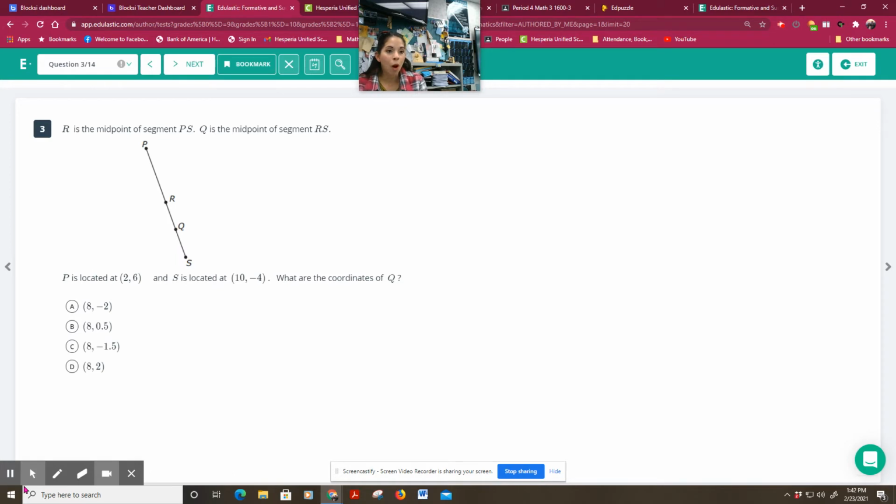Number 3, R is the midpoint of segment PS. Q is the midpoint of segment RS. Okay. P is located at the point 2, 6. S is located at 10, -4. What are the coordinates of Q? So remember, a midpoint is in the middle. It is halfway between 2 points. So we have a formula for that. It's the midpoint formula.